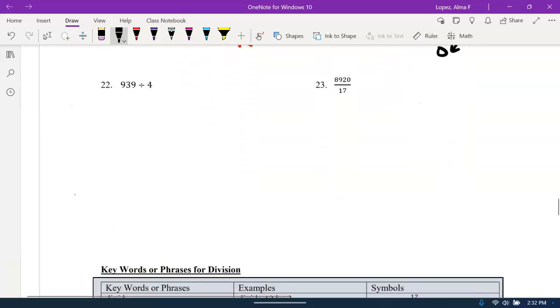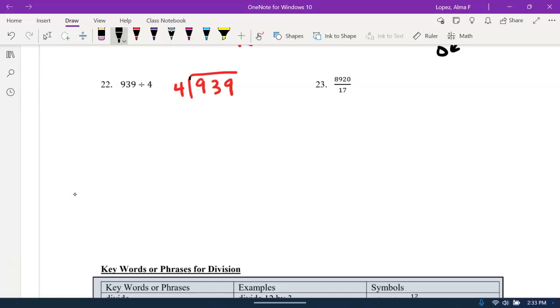Let's try the next one. We're going to divide 939. Rewrite that a little bit nicer. 939 is being divided by 4. And again, stop the video and try it yourself first and then play the video afterwards.